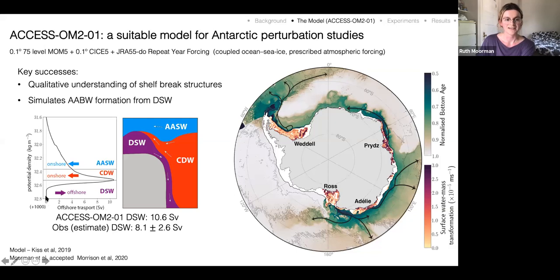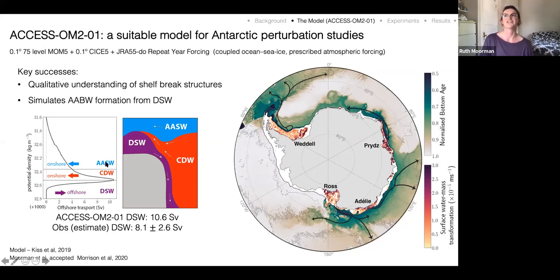And you can see that there's a net offshore flow of very dense waters of about 10 sverdrups. That's counteracted by onshore flows of lighter waters, which you can interpret to be split between circumpolar deep water style waters and surface waters.